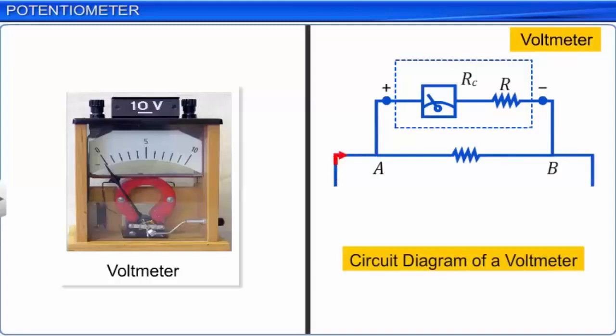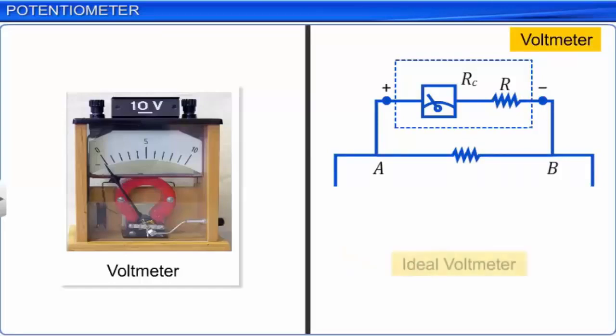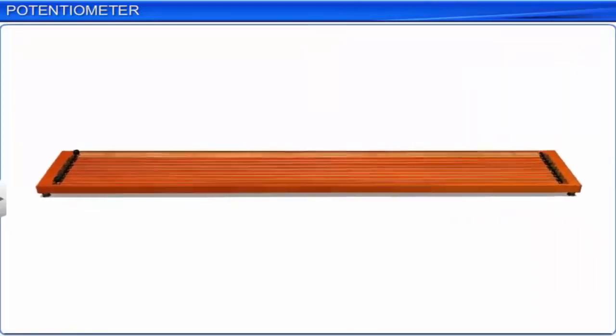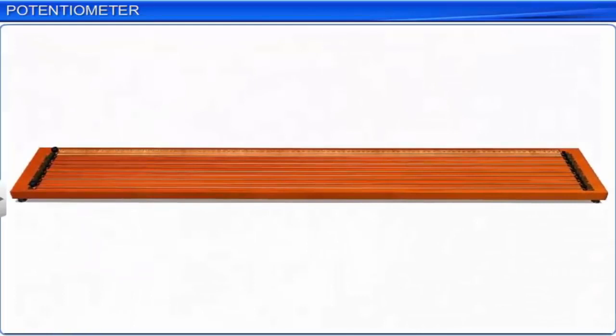Thus, the voltmeter is not an ideal device to measure potential difference. An ideal voltmeter should have an infinite resistance. As it is not practically possible to have an ideal voltmeter, we prefer to use another device called the stretched wire potentiometer, which measures the potential difference across a resistor without drawing any current from the given circuit. We refer to the stretched wire potentiometer as a potentiometer in our context.